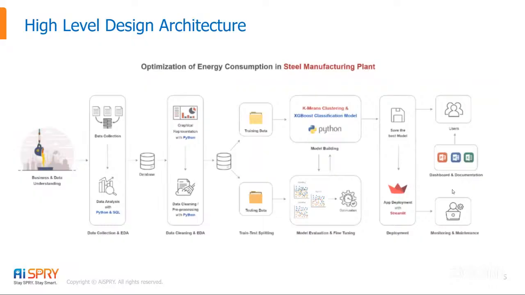Now let's go through the high-level design architecture. This is the high-level architecture diagram that provides a pictorial overview of the project flow, which follows the CRISP-ML(Q) methodology. The first stage is business and data understanding, where we understand the business problem, collect the data, and store it in the database. Next we perform exploratory data analysis, or EDA, and data preprocessing or data cleaning. After cleaning the data, we store it back in the database again.